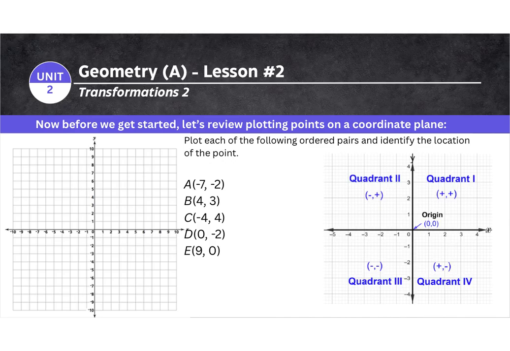So likewise, we're going to be given points that we need to plot. Remember that first number tells us which direction to go, left or right. Since it's negative, we're going to go left 7 and then down 2. So I go over 7 and then down 2. That is my point A.